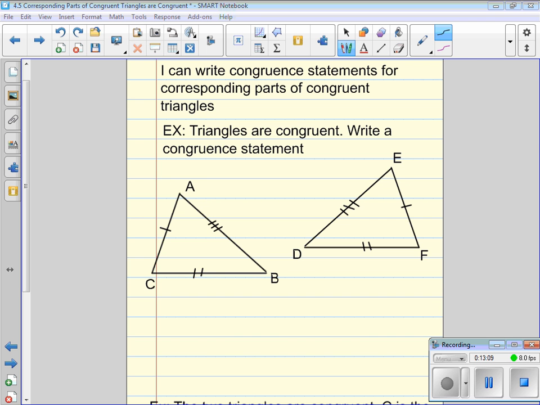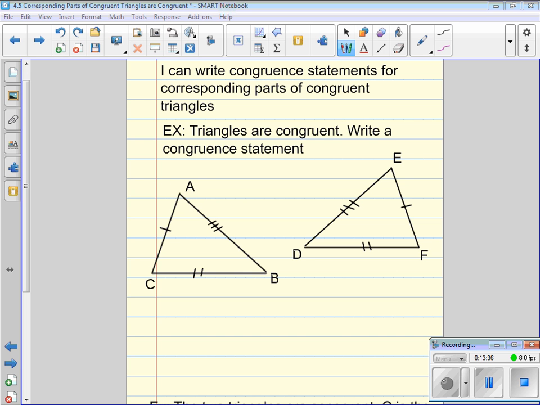These triangles are congruent. Now, the sides are marked, and I can identify which sides go with what. But I have to write a congruent statement. That's where I write, in this case, triangle ABC is congruent to some triangle over there. What I always do is I go and mark my angles as being congruent. So if they give me side information, I go and mark my angles congruent. It makes writing the letters in the correct order easier for me.